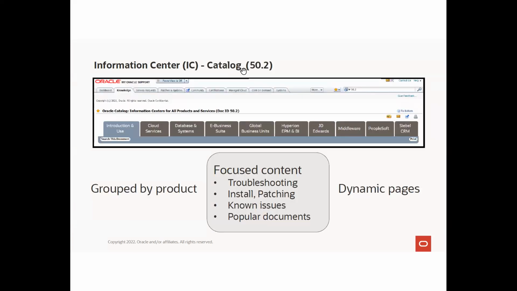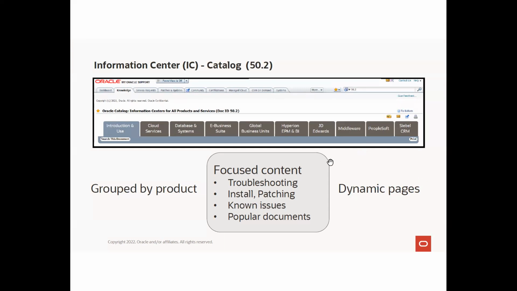It gives you a catalog of the services that you're consuming. So if it's cloud services, you go to cloud services. If it's database and systems, you go to database and systems. If it's E-Business Suite, same thing. Hyperion, JD Edwards, whichever product you're consuming, you can narrow down to them more efficiently. And it's grouped by products. It has focused content on troubleshooting, install and patching, known issues, and popular documents about those products and services.